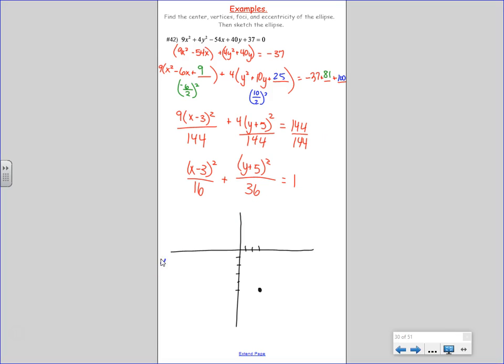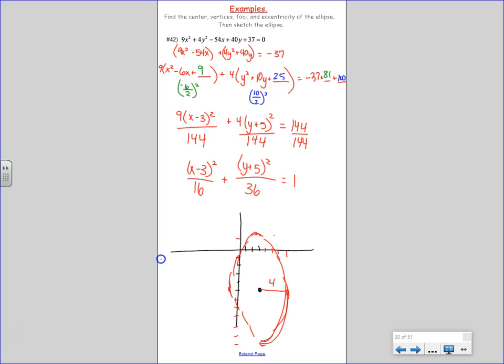How far to go right and left? No problem. 1, 2, 3, 4. Got it. Left. 1, 2, 3, 4. Got it, because that's my A. What else do I need? 6. 1, 2, 3, 4, 5, 6. Oops, that's not the center. How far to go up? 1, 2, 3, 4, 5, 6. How far to go down? -6.